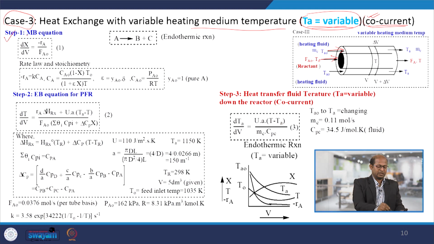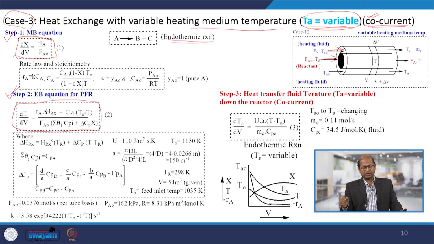Then the material balance and energy balance equations can both be written similarly. We are considering the endothermic reaction, the same reaction we are conducting under these conditions when Ta is variable. This way the heating medium is flowing. The reacting mixture is also flowing in this direction, and the heating fluid outside of the reactor is also flowing in this direction. So, the temperature profile we will also have to consider. In the case of co-current, the heat transfer fluid temperature initially was Ta0 and finally it would be Ta. And let us say that at a particular mass rate the heat transfer fluid is flowing, 0.11 mole per second or kg per second, and the heat capacity of the fluid passing as a heat transfer medium.